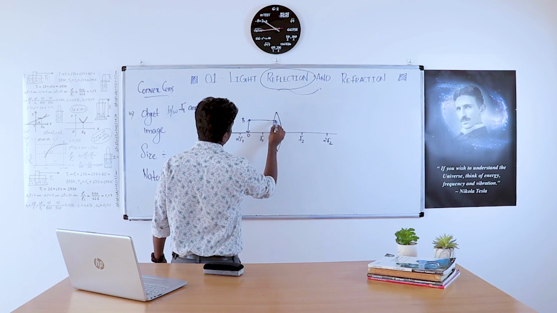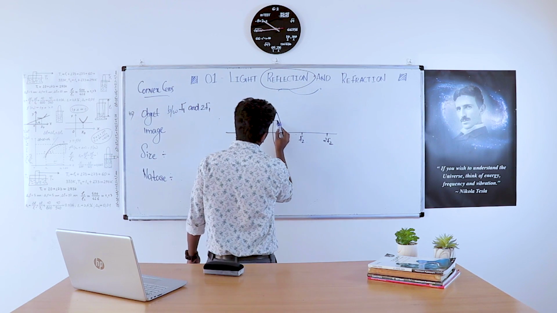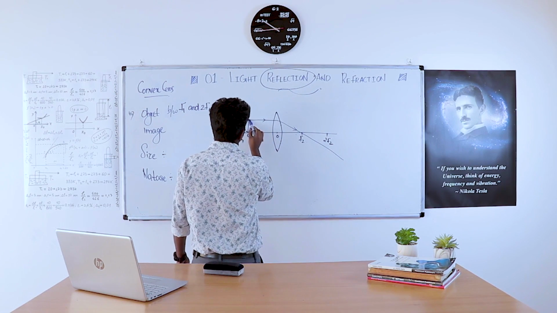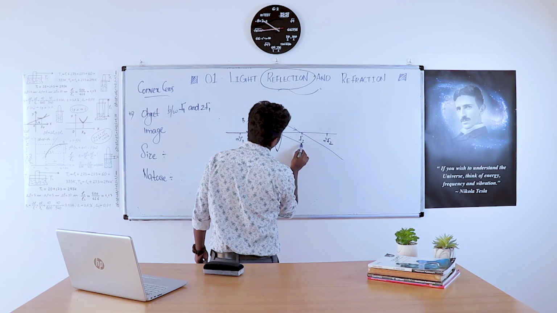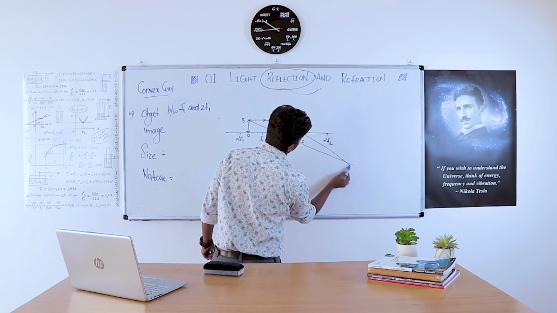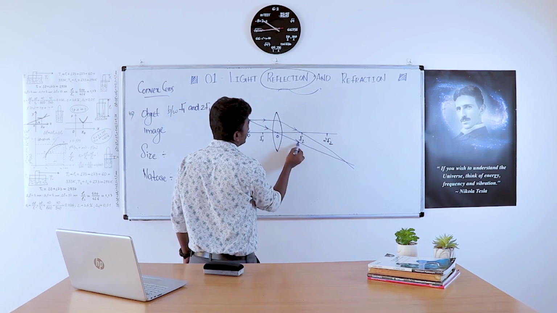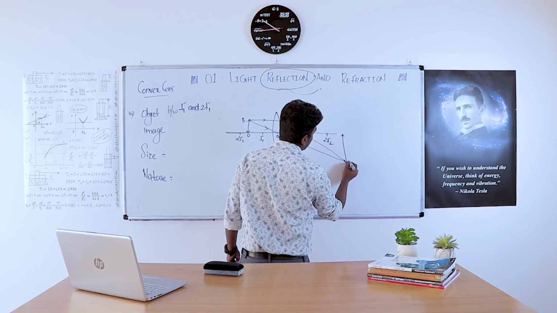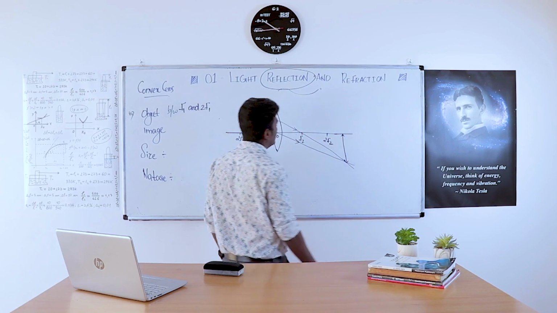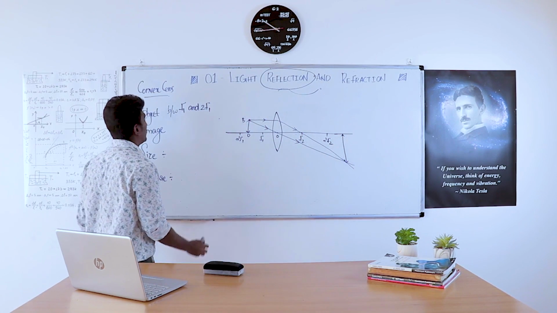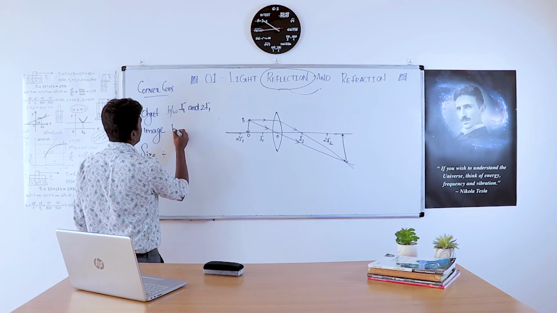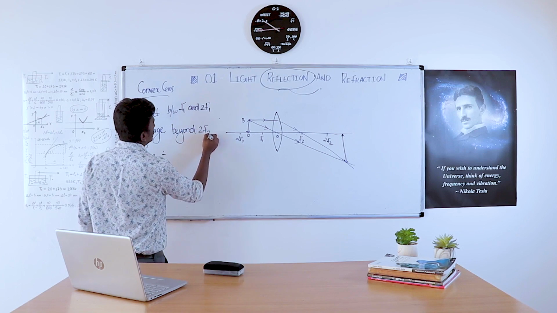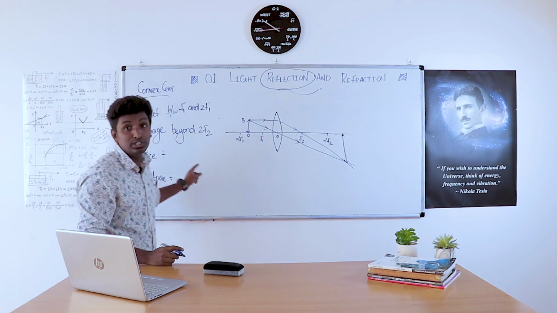A ray of light coming parallel to the principal axis after refraction passes through the focus. Next, a ray of light passing through the optic center will pass through without any deviation. So where do these two rays meet? These two rays meet beyond 2f2. So we can say that the image is formed beyond 2f2.